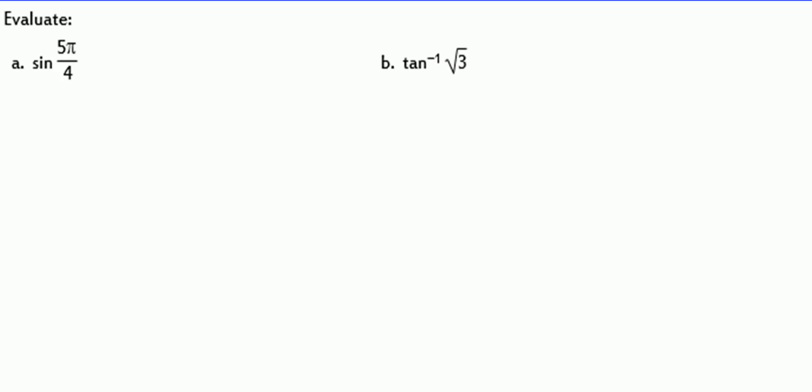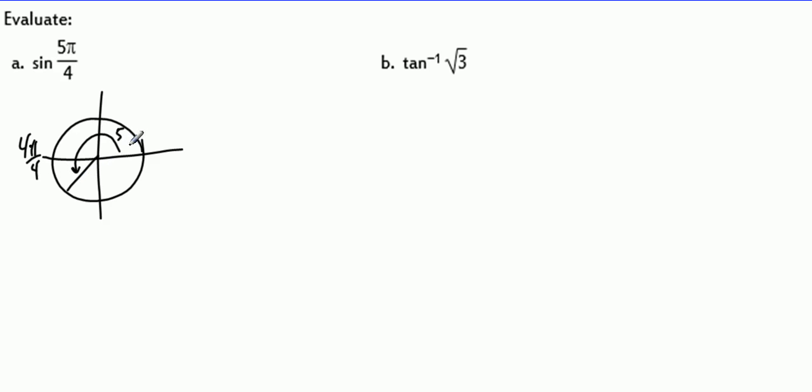So again, sine of 5 pi over 4, I'm going to do the same way. Right? I know this is 4 pi over 4. 5 pi over 4 puts me right here. Right? This is 5 pi over 4. The sine, I know it's square root of 2 over 2. And because I'm in the third quadrant, my y-coordinate is negative. Right? That's going to be negative square root of 2 over 2.